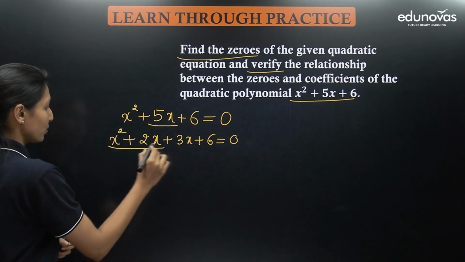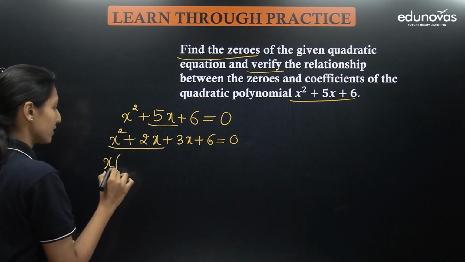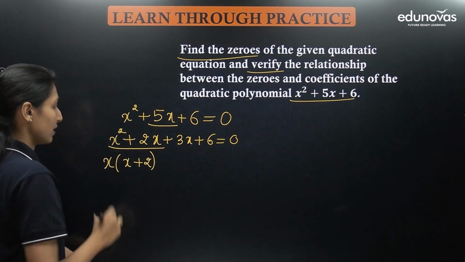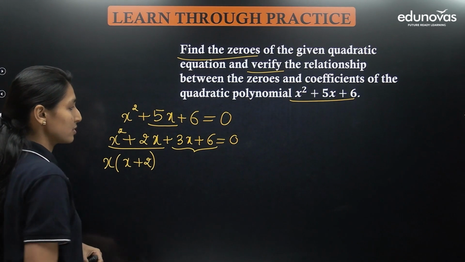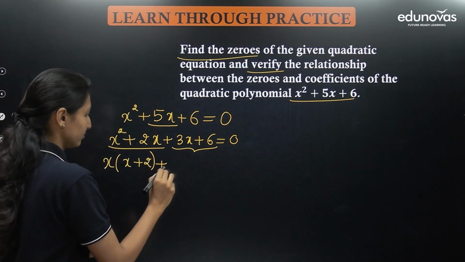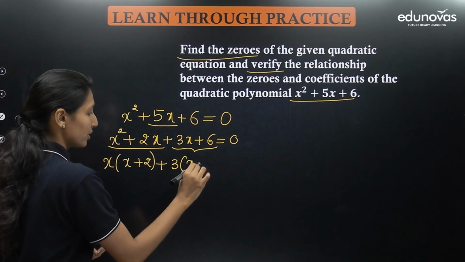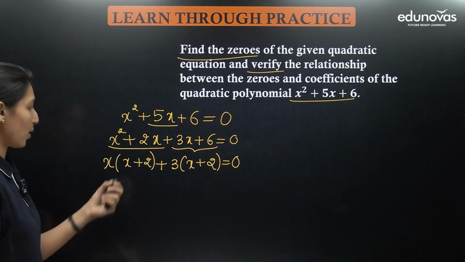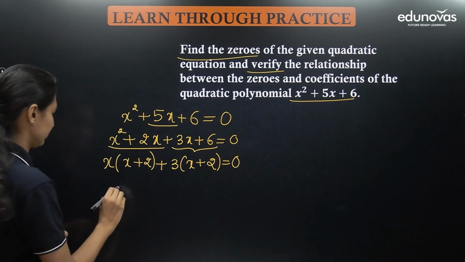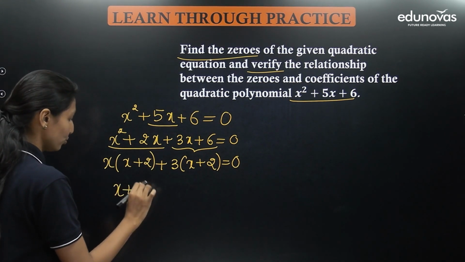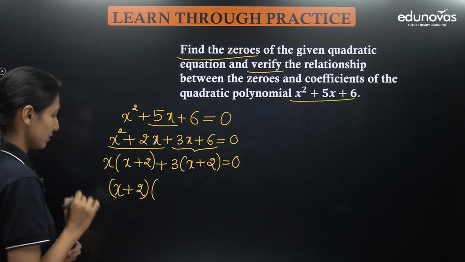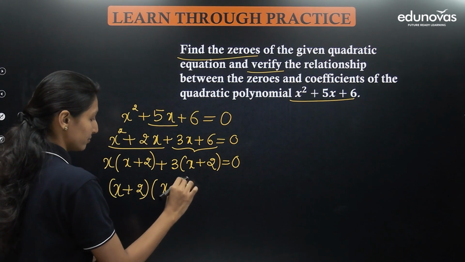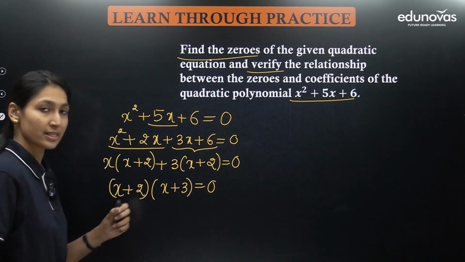Now take out x as the common factor from the first two terms. You get x plus 2. And from the next two terms, take out 3 as a common factor. 3 into x plus 2. Now take out x plus 2 common. On taking x plus 2 as the common factor, we get x plus 3. This is equal to 0.